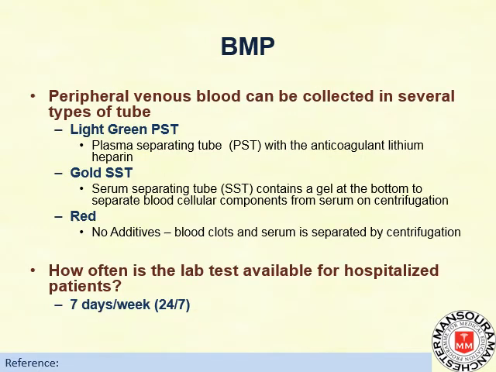They are collected in either green top tubes, which contain heparin as an anticoagulant, or the yellow top tube, which contains gel at the bottom to separate the red blood cells and cellular components from the serum on centrifugation, or the red top tube, which is a tube with no additive, where the blood clots and serum is separated by centrifugation. And actually, these basal metabolic tests should be available for hospitalized patients 24/7.